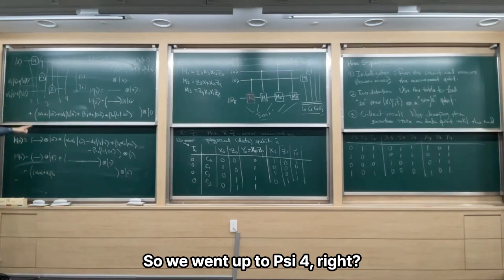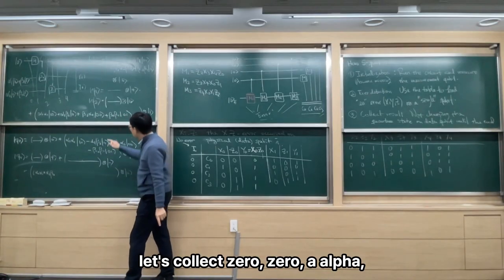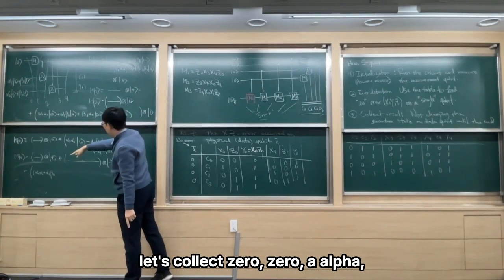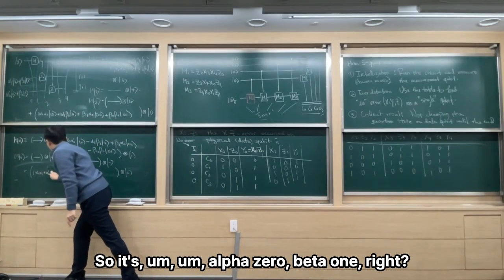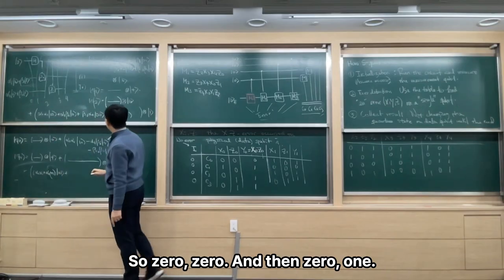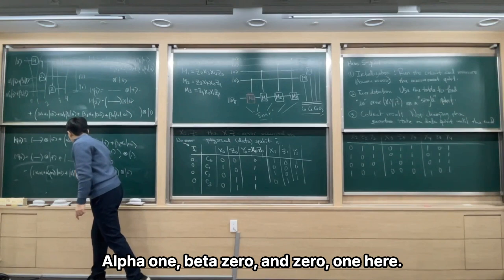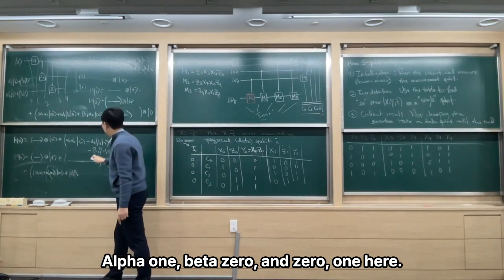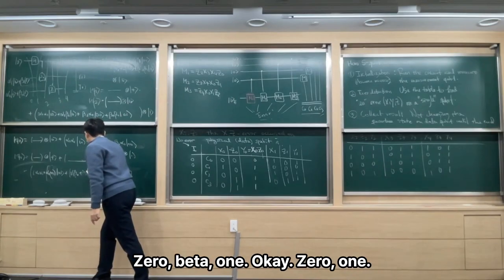So we went up to psi 4, right? Now let's make it clean. So when it's 0, 0, let's collect 0, 0, alpha 1, and 0, 0 here. So it's alpha 0, beta 1, right? So 0, 0. And then 0, 1. Where is 0, 1? So 0, 1 over there, alpha 1, beta 0, and 0, 1 here. Beta 0, beta 1, okay, 0, 1.